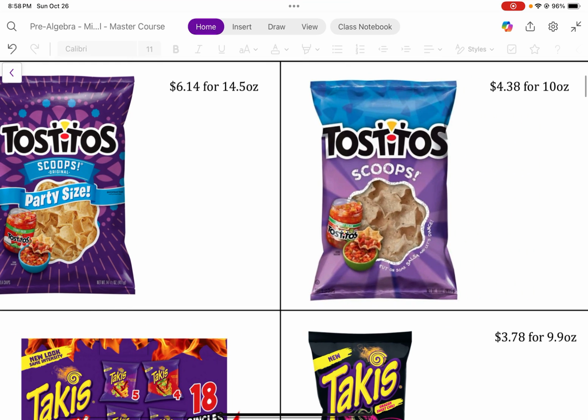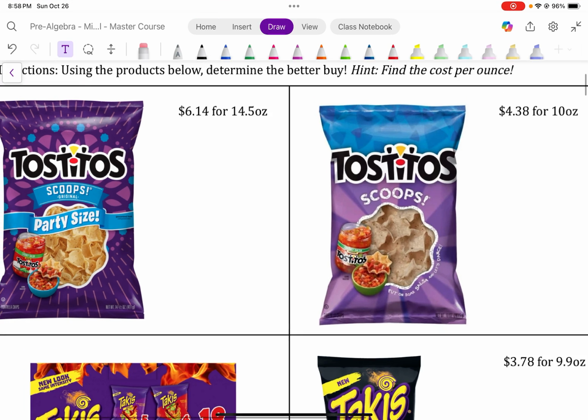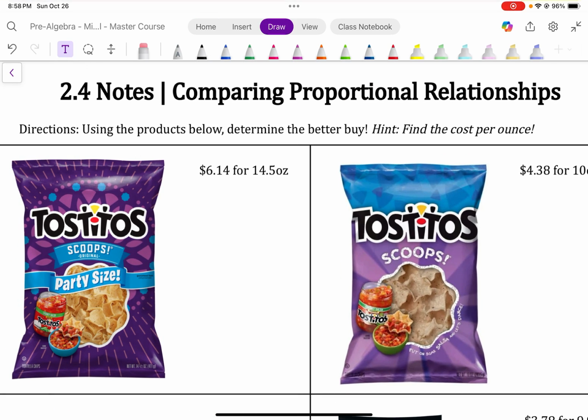So we're going to take these images and show how much is the price per unit. We're going to do that and determine the better buy by finding the cost per ounce. So that means we're going to put dollar amounts over ounces.